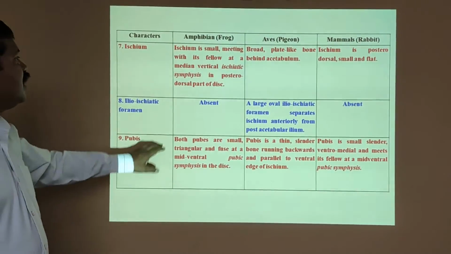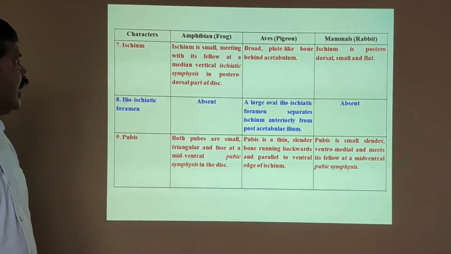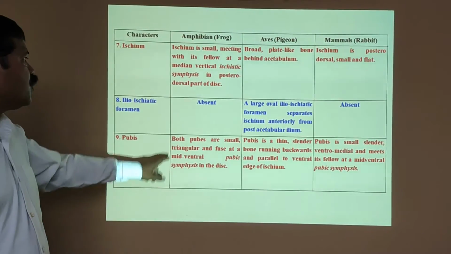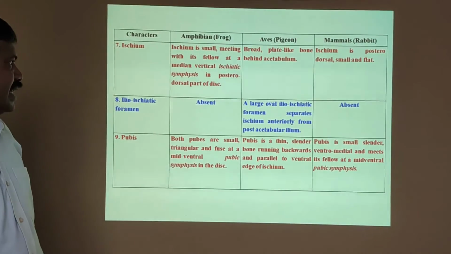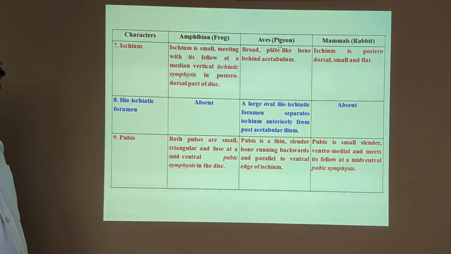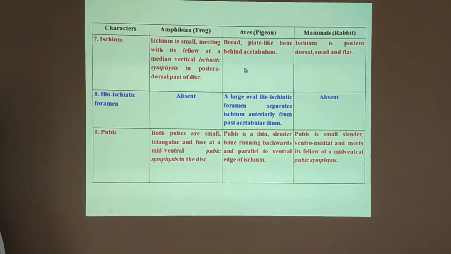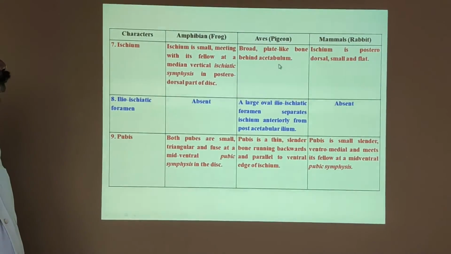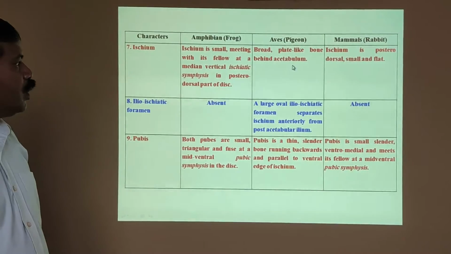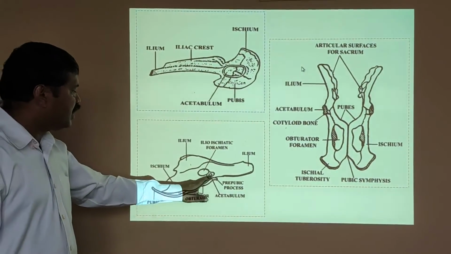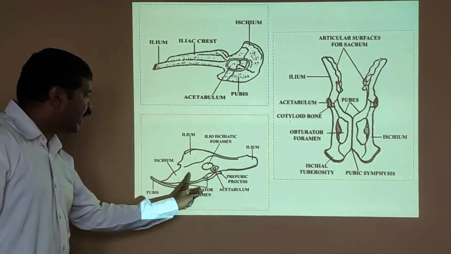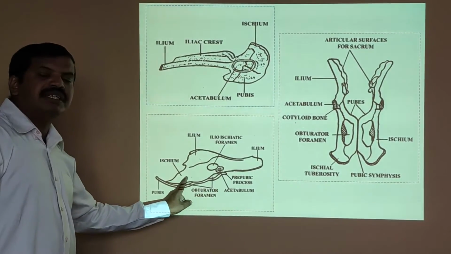It is meeting with its fellow in the median vertical ischiatic symphysis in the posterior dorsal part of the pelvis. In case of the pigeon, the ischium is a somewhat broad, plate-like bone behind the acetabulum. It occupies the region behind the acetabulum. Here is the acetabulum. Just behind the acetabulum, you can see the ischium.